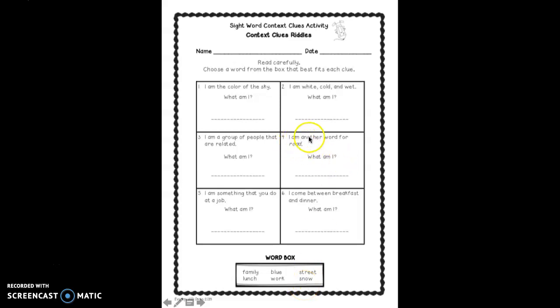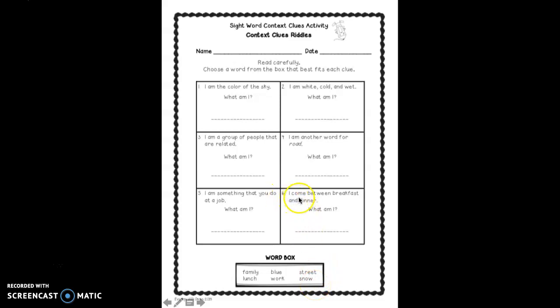Number 4, I am another word for road. What am I? Family, lunch, blue, work, street, snow. Number 5, I am something that you do at a job. What am I? Family, lunch, blue, work, street, snow.